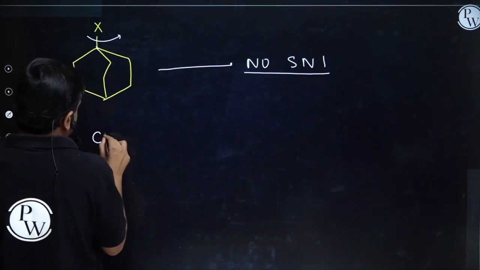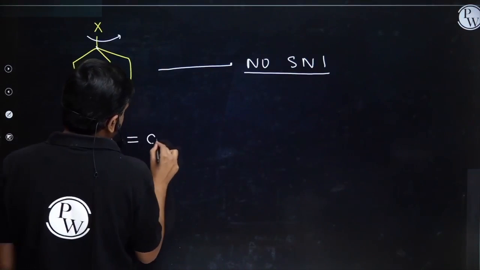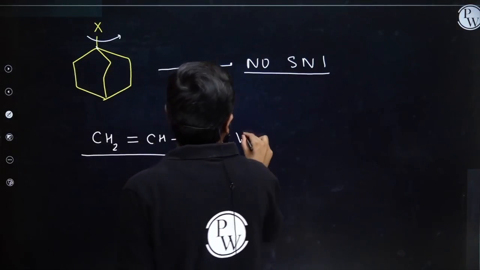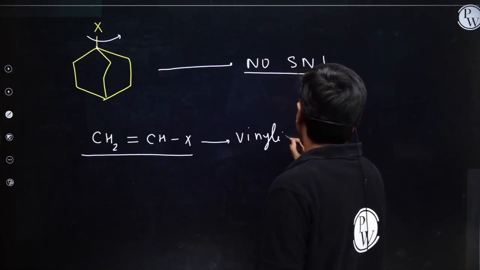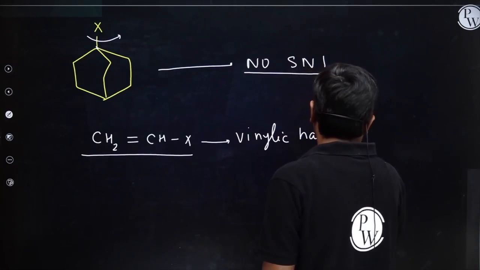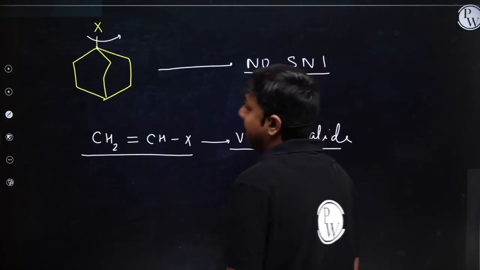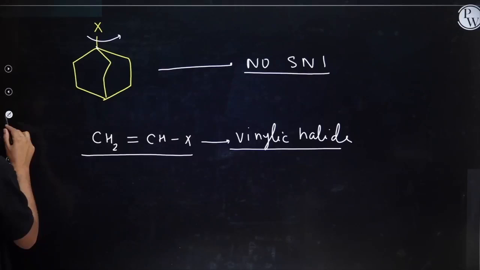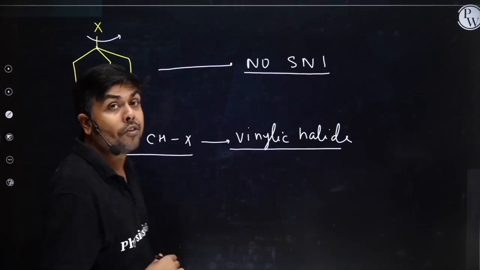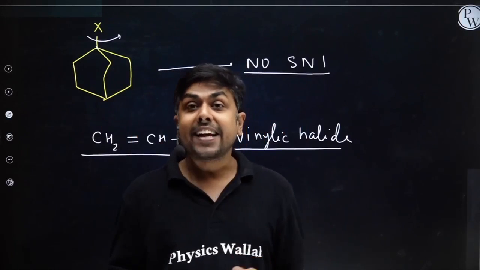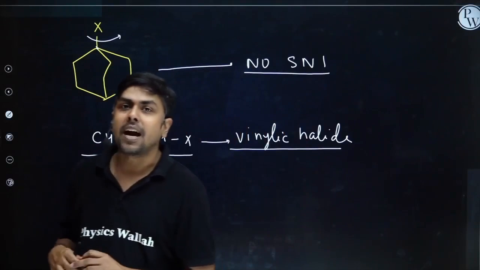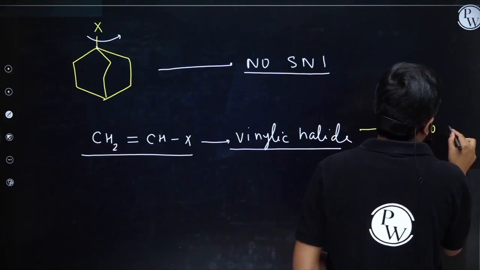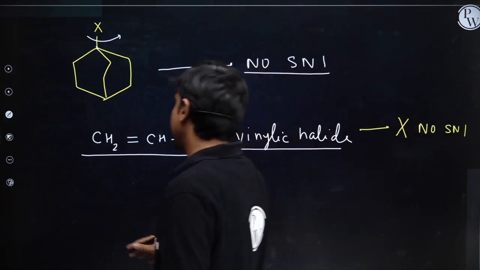This one, CH2 doubly bonded CHX. Such compounds are referred to as vinylic halide. If we look at this particular halide, whether it will give SN1 or not, let's see. As soon as this X departs, we'll have the formation of a vinyl carbocation, and vinyl carbocations are the least stable carbocations, so no SN1. Am I clear?